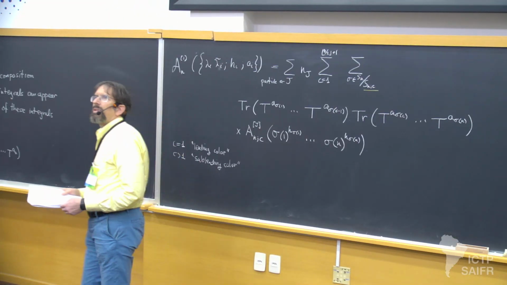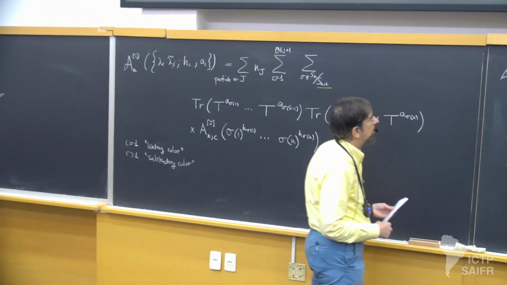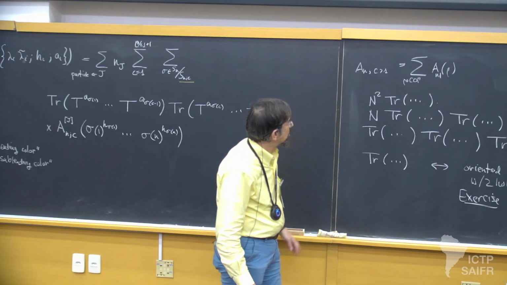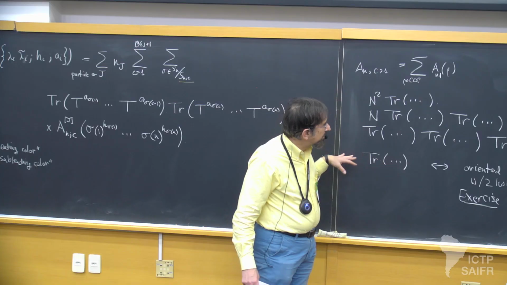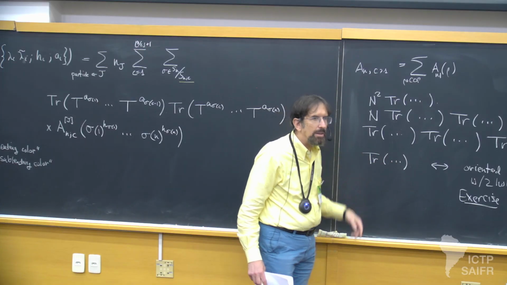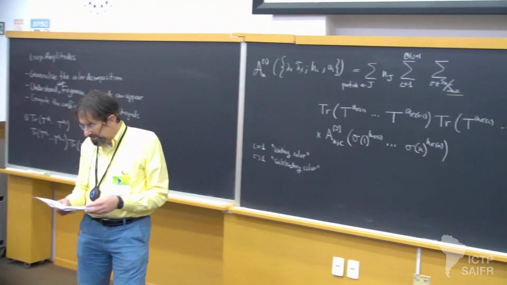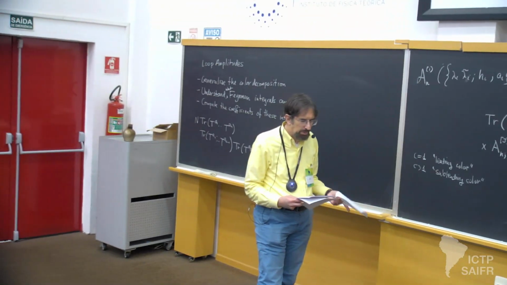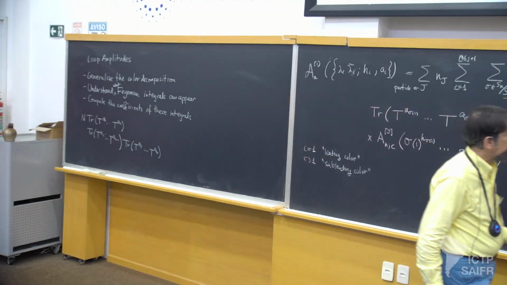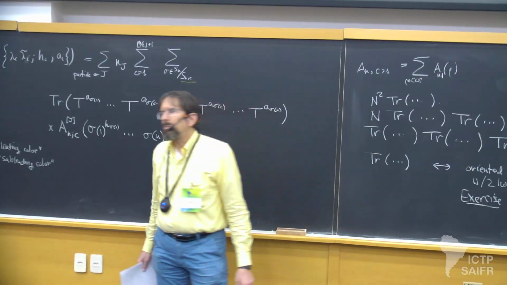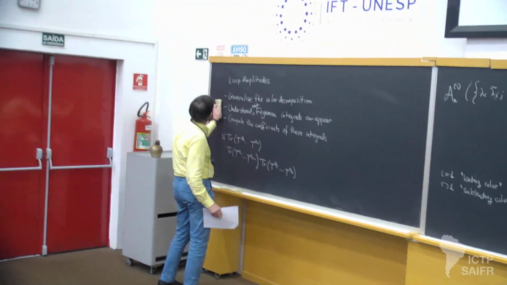And beyond two loops, there's not really any other novelties. There's, of course, more traces, and there can be additional kinds of subleading colors with fewer powers of n than you might have naively expected, but otherwise there are no new features. So that's what we need to know about the color structure.